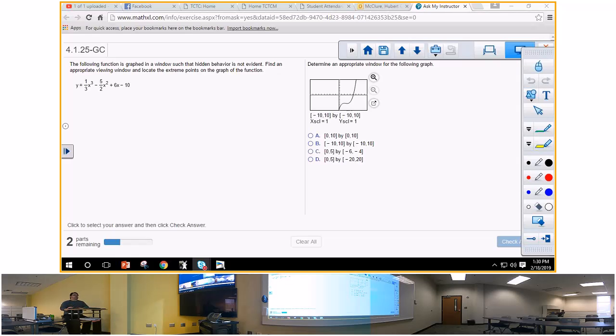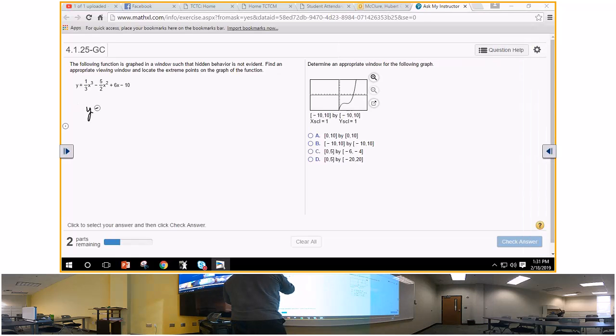Okay, this question is 4.125, and this is a calculator question basically. About the only thing you can do by hand is, you know, this is y equals x to the third power, and you have a y-intercept of -10. There's the y-intercept.